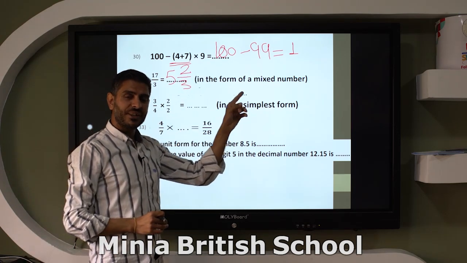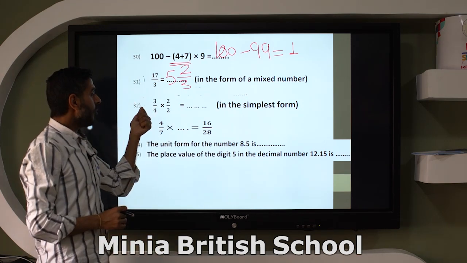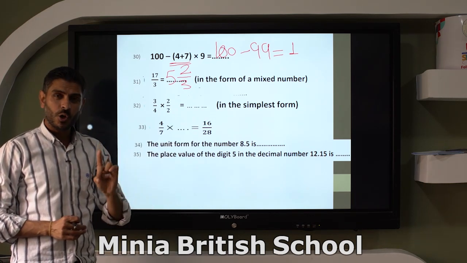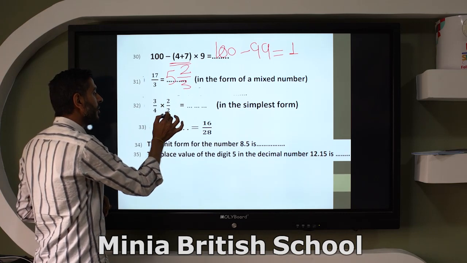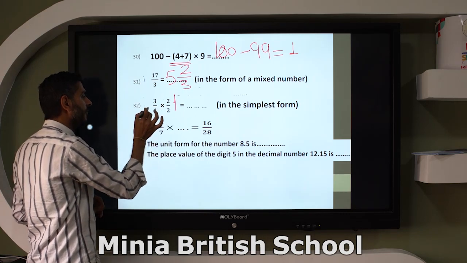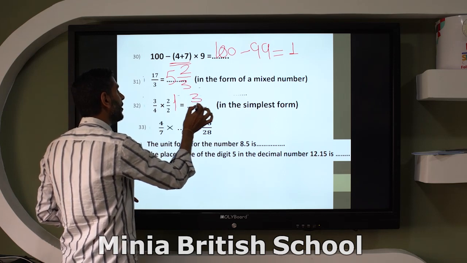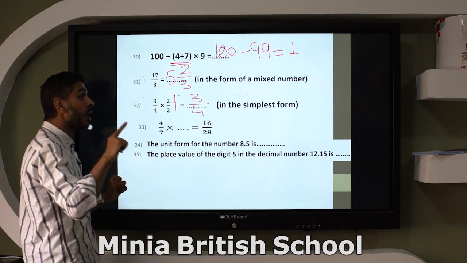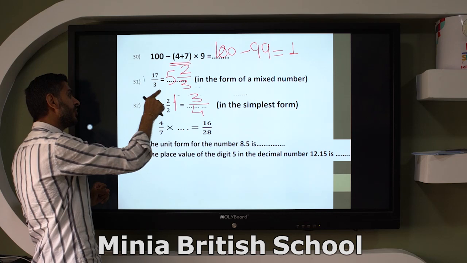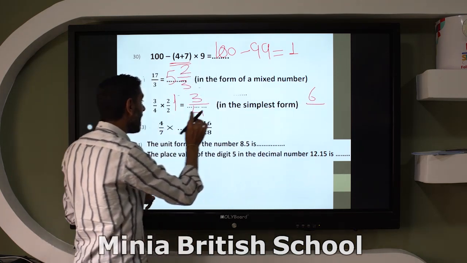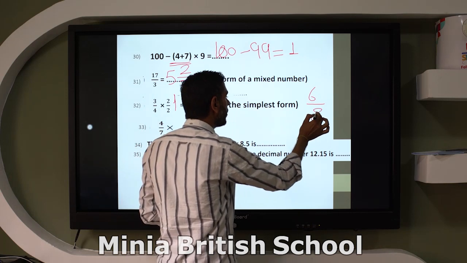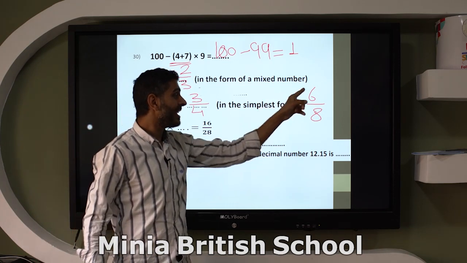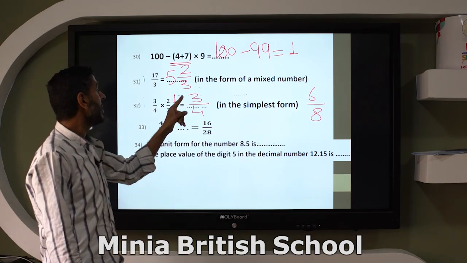In the simplest form, attention. 3 over 4 times 2 over 2 equals what? In the simplest form. So 2 over 2 equals 1, and 3 over 4 times 1 equals 3 over 4. Okay. If he told me without the simplest form, then 3 times 2 equals 6, and 4 times 2 equals 8. So without the simplest form, 6 over 8. But in the simplest form, 3 over 4.